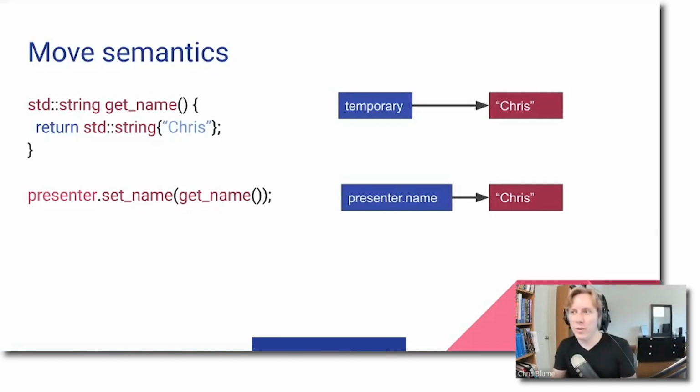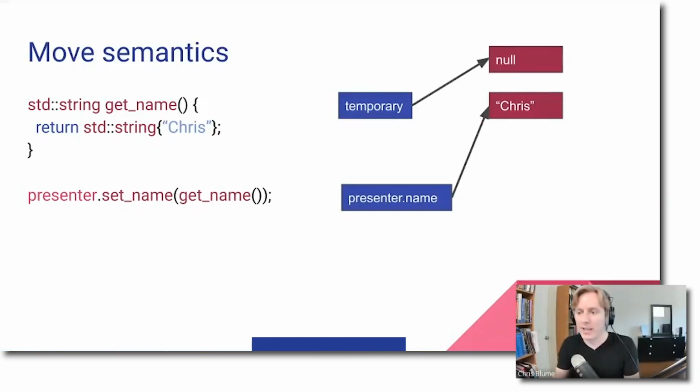So what if we knew that this thing was a temporary? What if we knew that it was about to be destroyed anyway, and nobody else had a reference to it, and we could modify it all we want because nobody's going to see that we modify it? That's where move semantics comes in. Instead of making a copy of the buffer, what we can do is steal its buffer and then set its pointer to null so that when it cleans up, we take ownership of it. So that's all move semantics is. And you'll learn about standard move and stuff like that later to facilitate all this stuff.